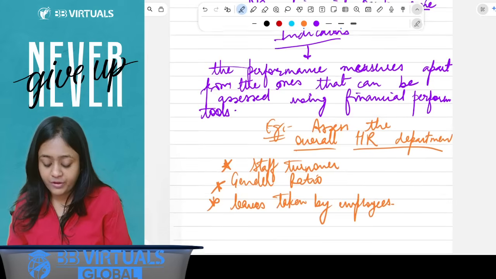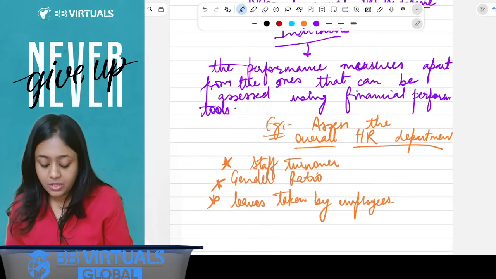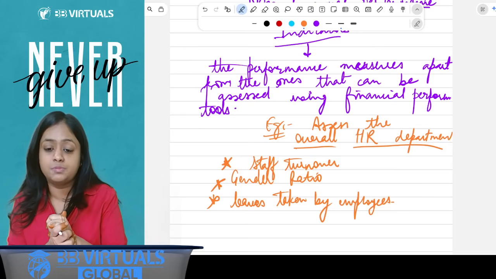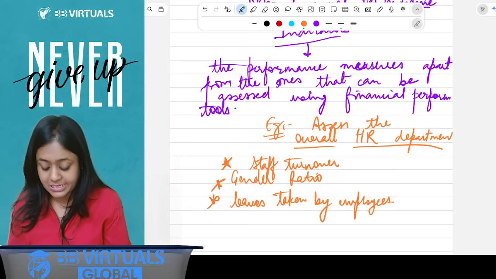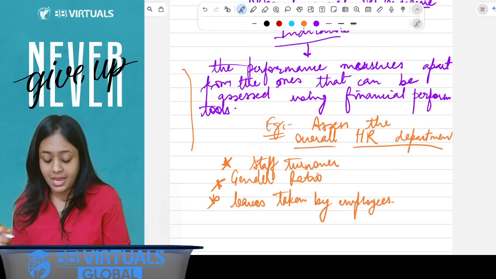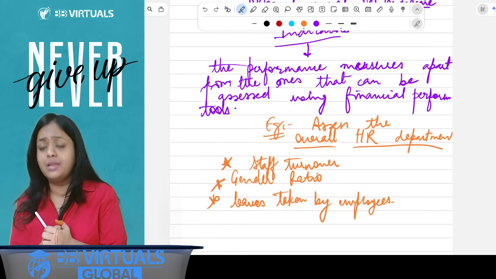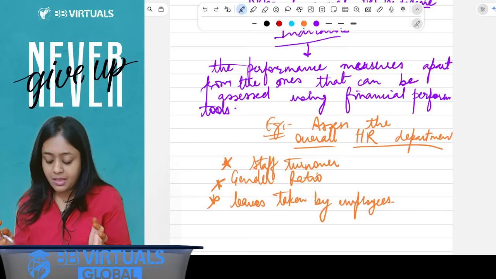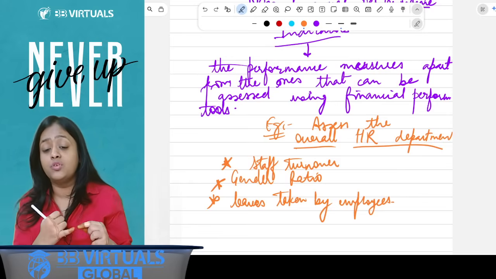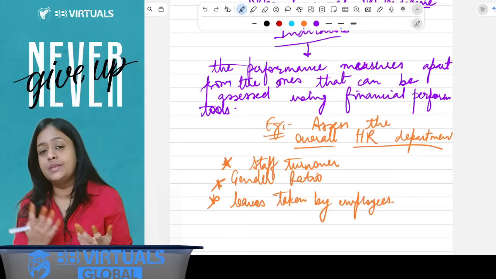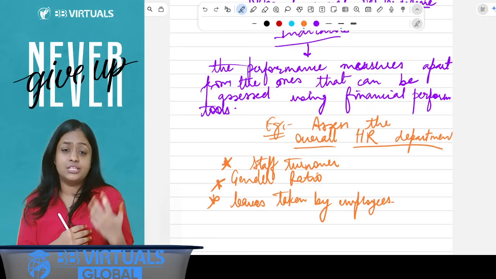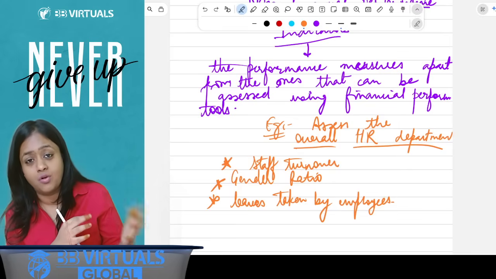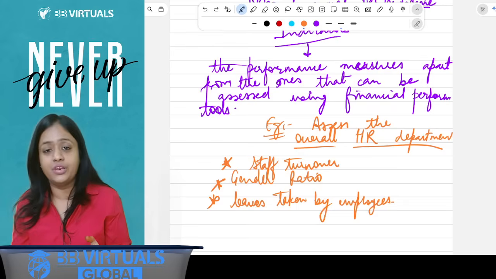Now, what can be the different non-financial performance indicators that we can have? These are simply the performance measures that go beyond the normal financial performance. They take it more forward, and we don't just focus on the financial performance and the financial numbers. We go beyond it. So, for example, we assess the overall HR department by looking into the staff turnover, the gender ratio, the leaves taken by the employees, and the HR policies, how clear are they? So instead of just focusing on the financial numbers like the ratios, we focus more on the qualities and the non-financial performance measures.